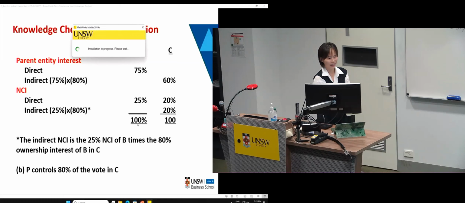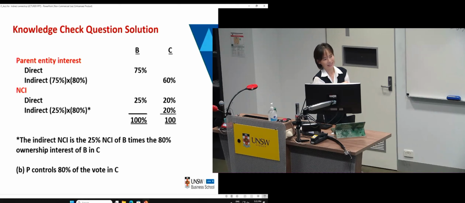But P only holds 75%. No. P does not hold any shares in C. P has an interest in C, the controlling interest in C through B Limited. And that controlling interest is 60%. P has the ability to direct 80% of the votes in C because B holds 80% of the shares. This is what we talk about: who to consolidate as opposed to how to consolidate, right?